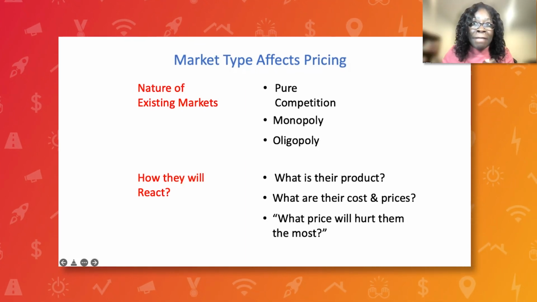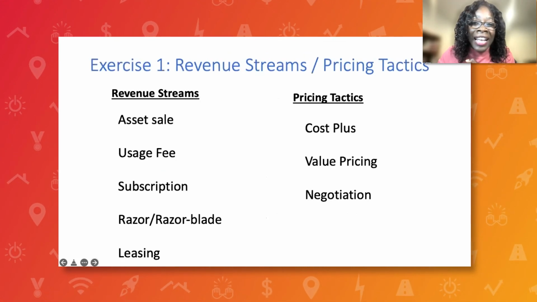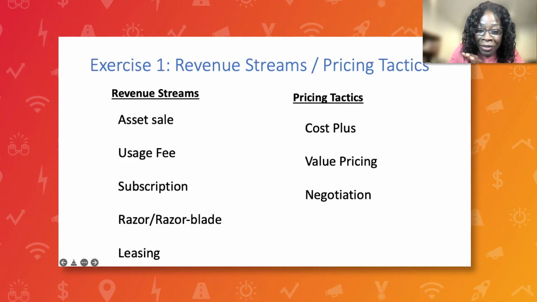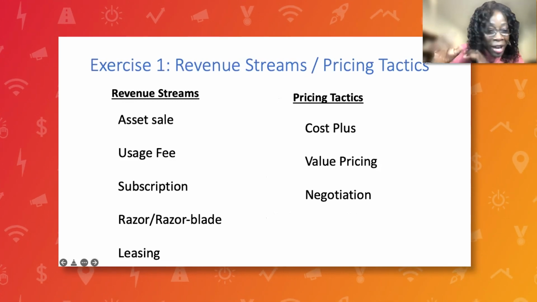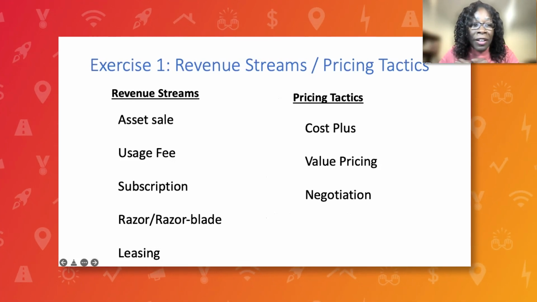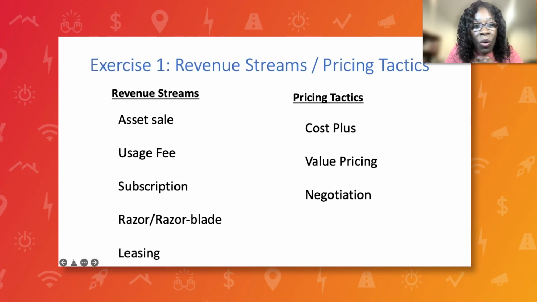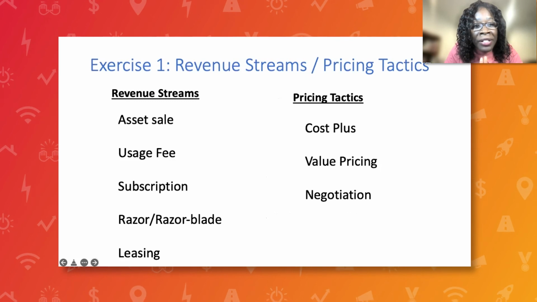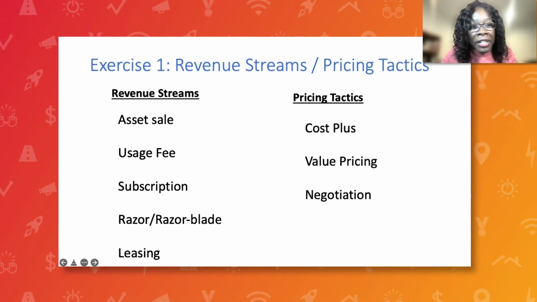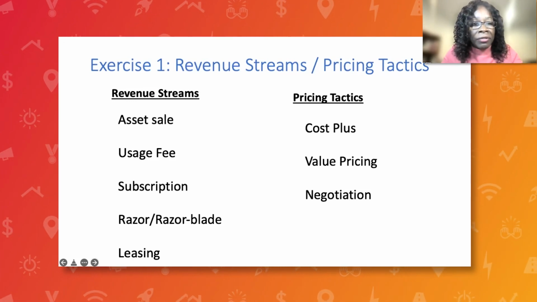So I want to do one more exercise. This is going to be our last exercise for tonight. And I want you to assume, because I don't know if you guys have this yet, that you have desire, problem, solution fit. Assume your business is feasible. What type of revenue streams and pricing tactics? Think about that for your business. I'm going to give you a couple of minutes and then I'm going to ask for some volunteers.